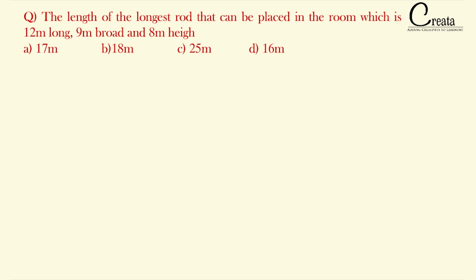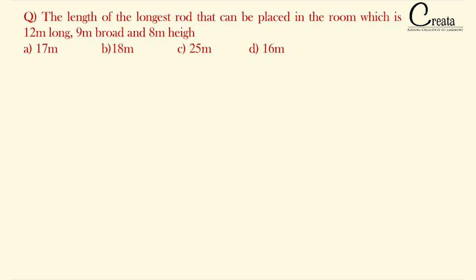Let's approach the question. First of all, let's review the question. The question is talking about a room. The dimensions of the room are given as 12 meter, 9 meter and 8 meter, and we have to calculate the length of the longest rod that can be placed in the room. So what will be the longest rod that can be placed in the room? First of all, this room is a cuboid and we have to find the longest rod that this cuboid can accommodate. So what will be this rod?